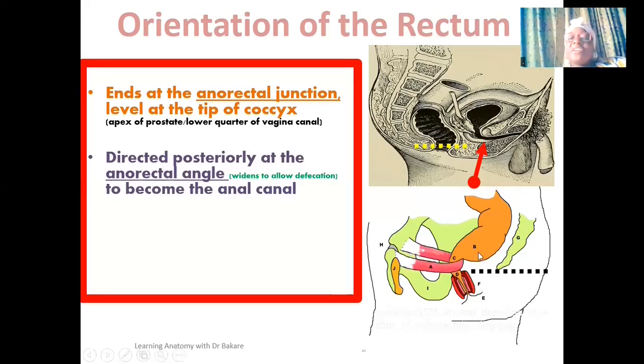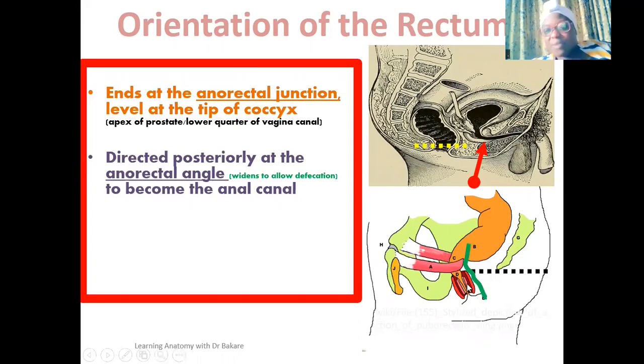And if you see the configuration of the rectum, looking at this image down here, you see that at the point where it continues to become the anal canal, there is an angulation that is created at that point, and this is called the anorectal angle. The anorectal angle is the angle that is created at the point where the rectum becomes the anal canal. So this angle, as you can see, is directed posteriorly.